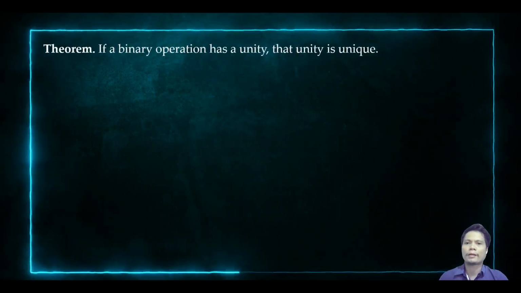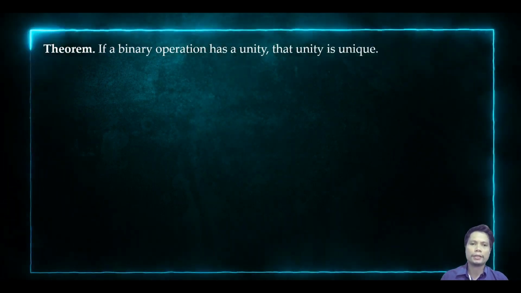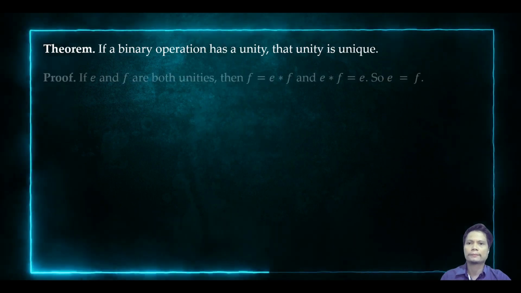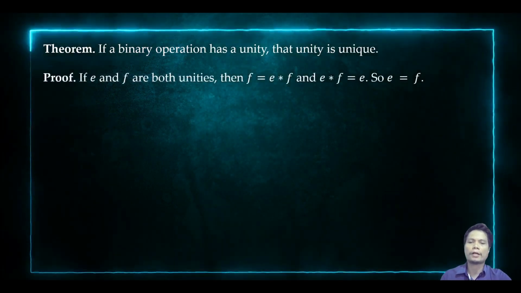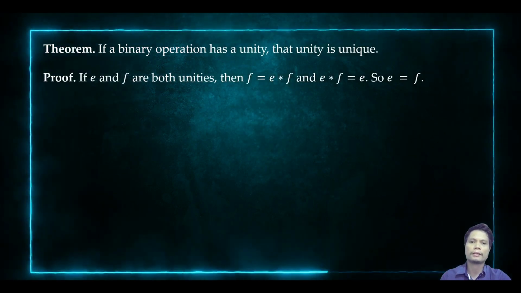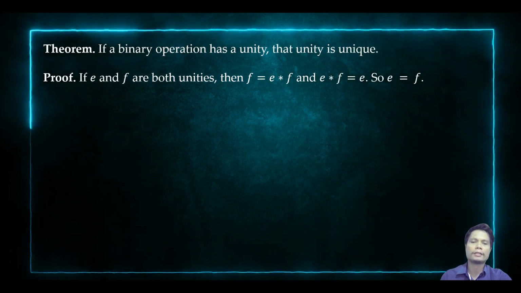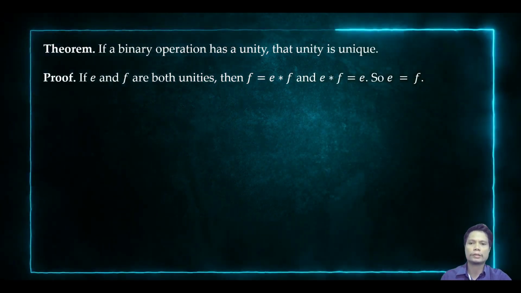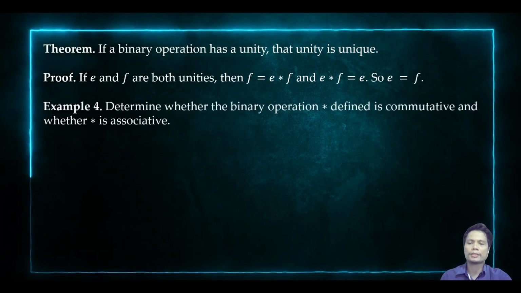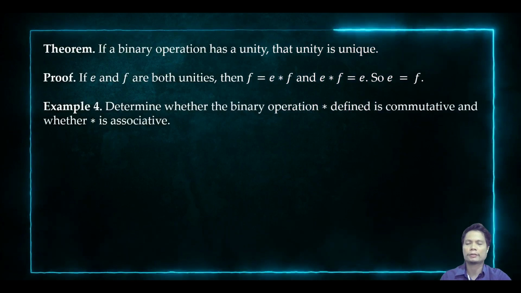Theorem: if a binary operation has unity, that unity is unique. If e and f are both unities, then f is equal to e binary operation f, and e binary operation f is equal to e. So e is equal to f. Let us now consider the example for the properties of binary operation.